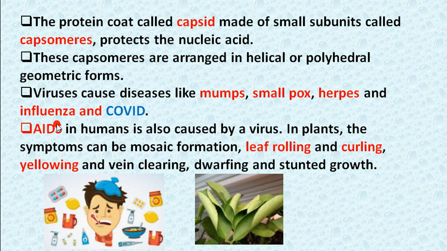Okay, now AIDS is also caused by a virus in humans. In plants the symptoms can be mosaic formation, leaf rolling, curling, yellowing, vein clearing, dwarfing and stunted growth. So these are some symptoms in plants. And here you can see in this picture, this is a human infected by the flu virus or common cold, and this is a plant infected by a particular plant virus. Leaf rolling is there, so here is the leaf rolling example.